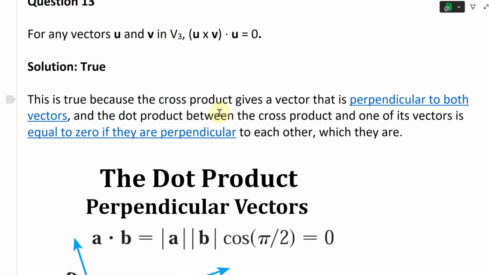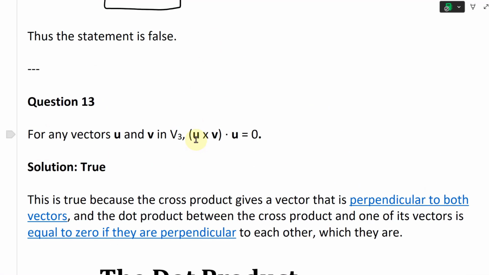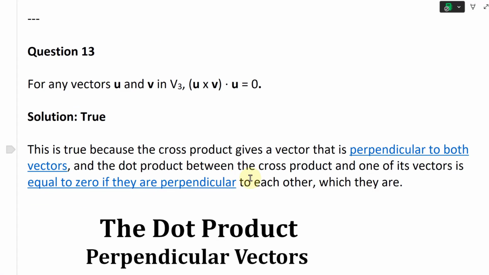This is true because the cross product gives a vector that is perpendicular to both vectors. So this is perpendicular to u and v. And the dot product between the cross product and one of its vectors is equal to 0 if they are perpendicular to each other, which they are. So the cross product gives a perpendicular vector.